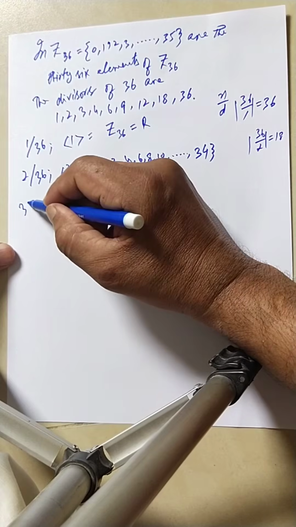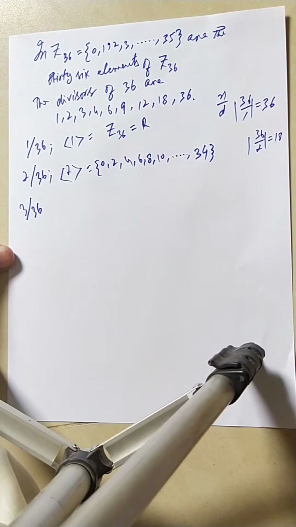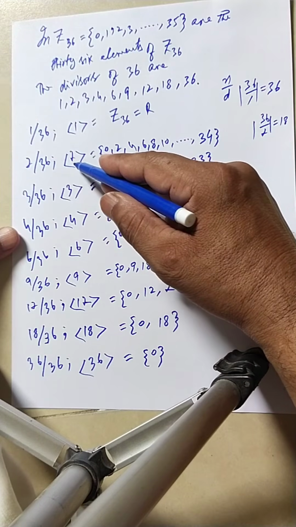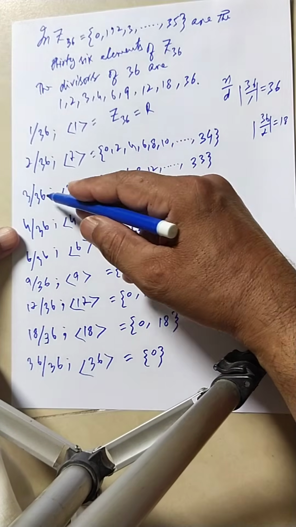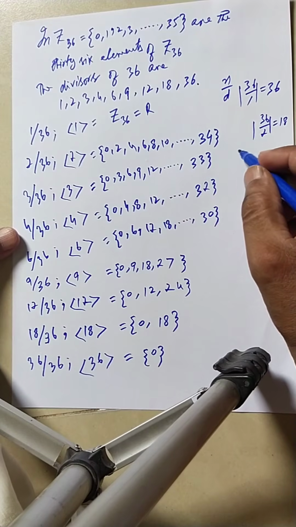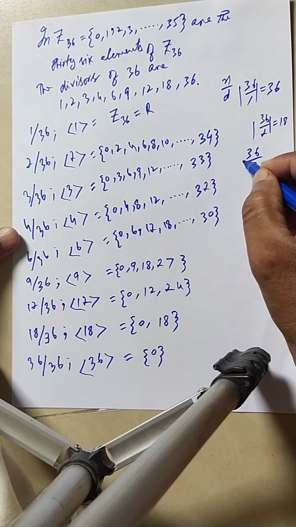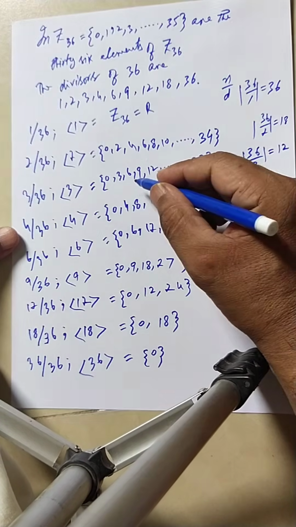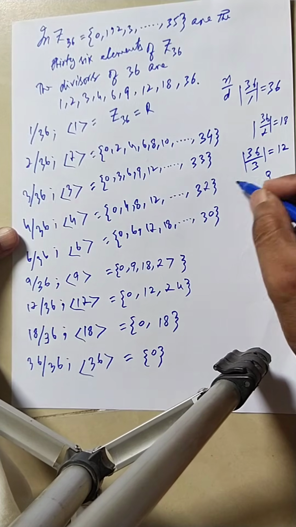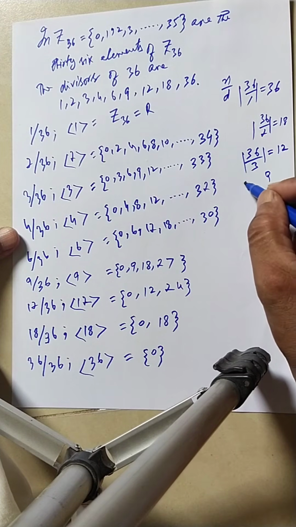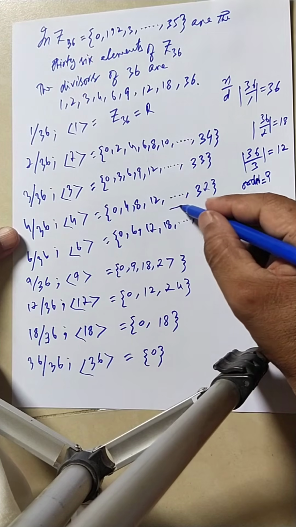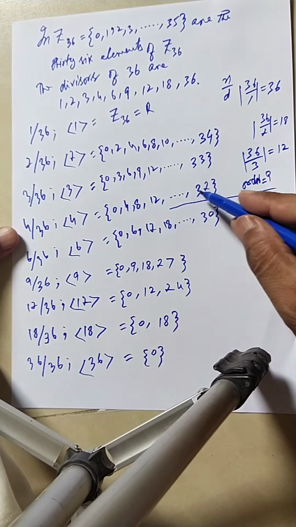Similarly, 3 divides 36. The elements are 3, 6, 9 and so on, and its order will be 36 divided by 3, which means 12. These are the 12 elements. 4 divides 36, so its order will be 36 by 4, which is 9. These are 9 elements: 0, 4, up to 32.